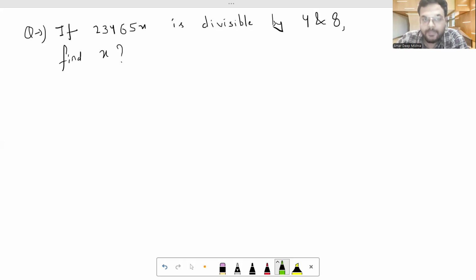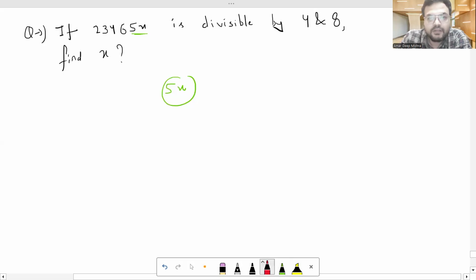The question says if 2, 3, 4, 6, 5x is divisible by 4 and 8, find the value of x. Okay. So this number is divisible by both 4 and 8. Divisible by 4 and 8 means divisible by both. So divisibility rule by 4, we know already that the last two digits must be divisible by 4. Okay. So if I pick up this 5x, this will be divisible by 4. So what values of x can be taken here?